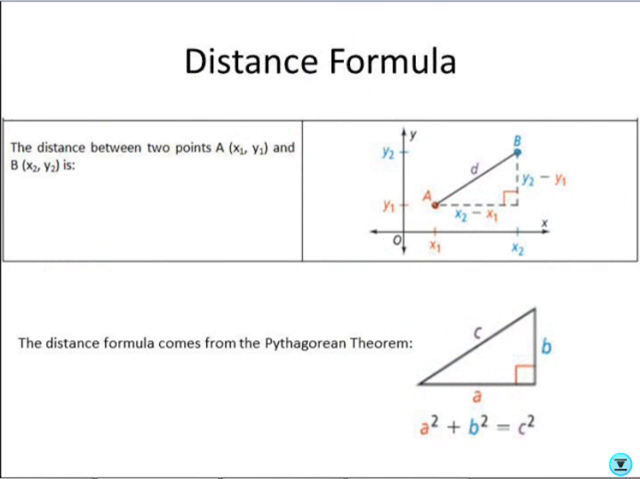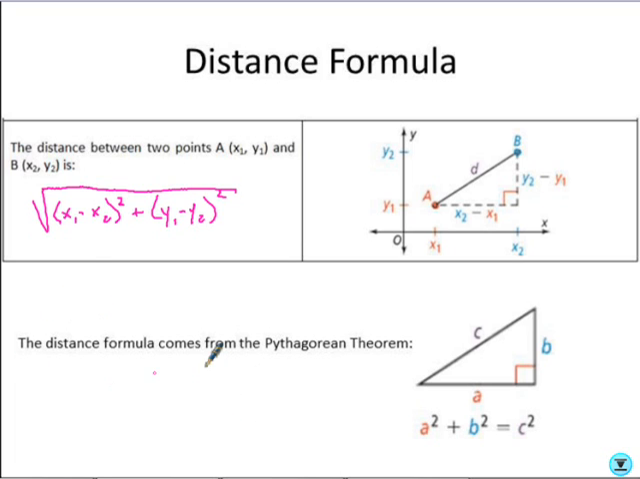Let's take a look at the distance formula. The distance between two points on a coordinate plane. We have two points. A is x1, y1, and B is x2, y2. The distance formula is the difference between the x's squared plus the difference between the y's squared, and it's the square root of their sum. So it's the square root of all that.